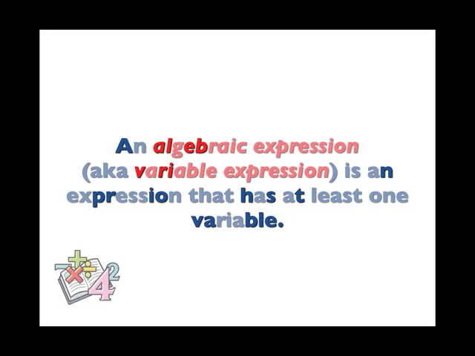Now, when we combine the two, we get an algebraic expression or a variable expression. And a variable expression is just an expression that has at least one variable in it. Now, don't write this down yet. I'm going to show you a couple of examples. And from the examples, you can kind of get the definition.